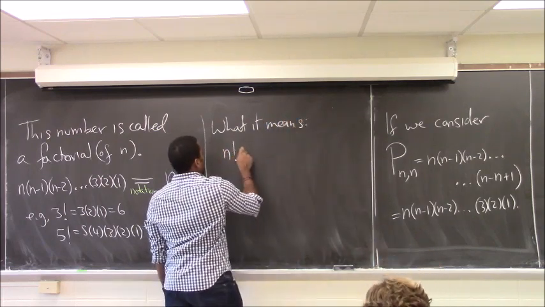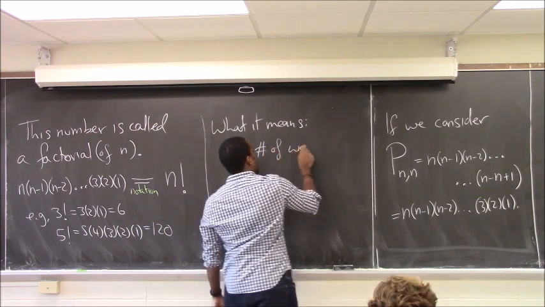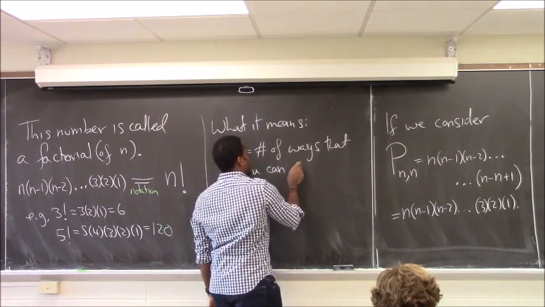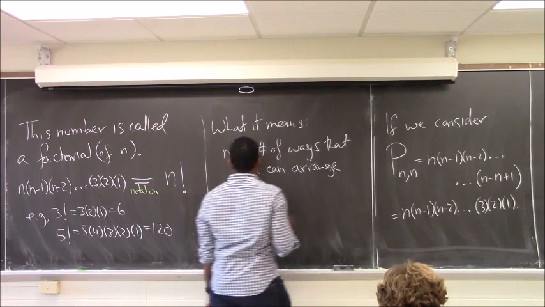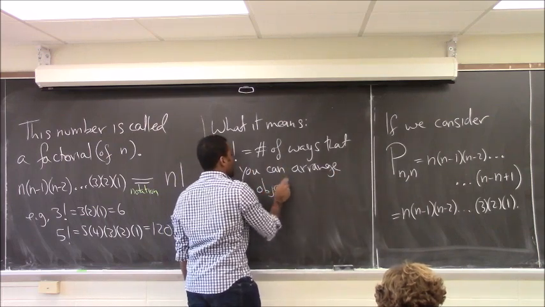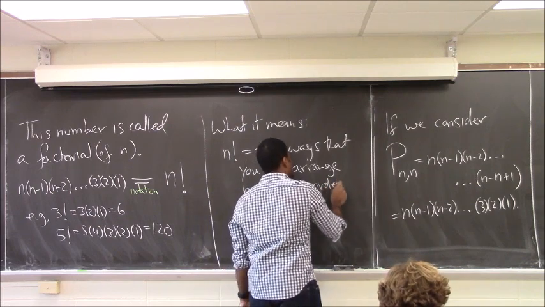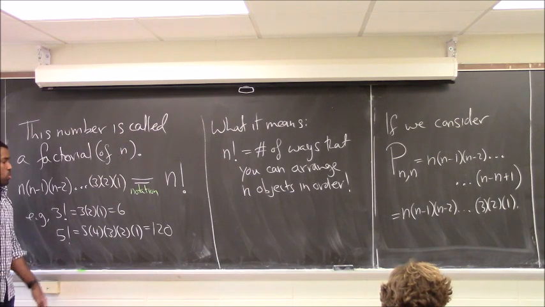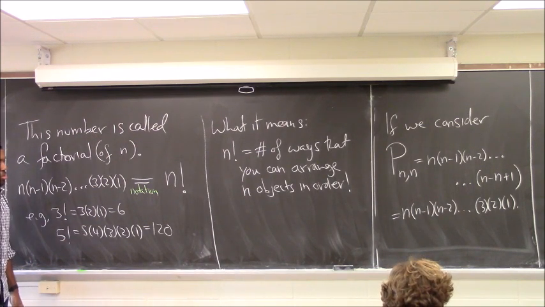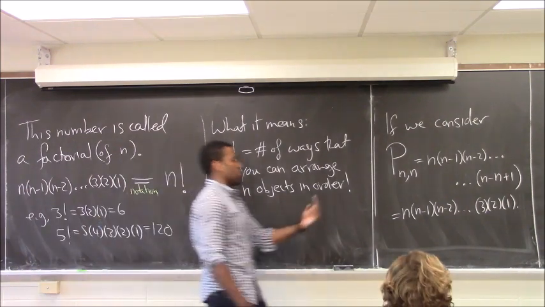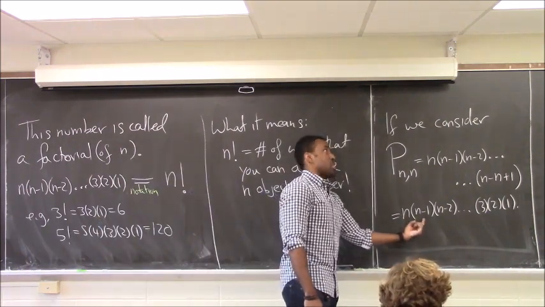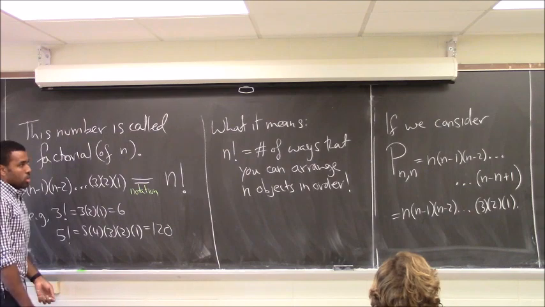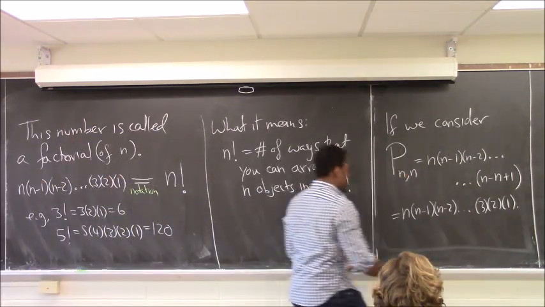N factorial equals the number of ways that you can arrange n objects in order. Essentially what you're doing is creating a tuple where you're choosing everyone from a set and putting them in order without repeating. So you have n choices for who to put in the first position, then n minus 1 choices for who to put in the second position, and so on and so forth. You end up with n positions being filled, where by the time you get to the last position, there's only one guy that you could pick to put in that position.